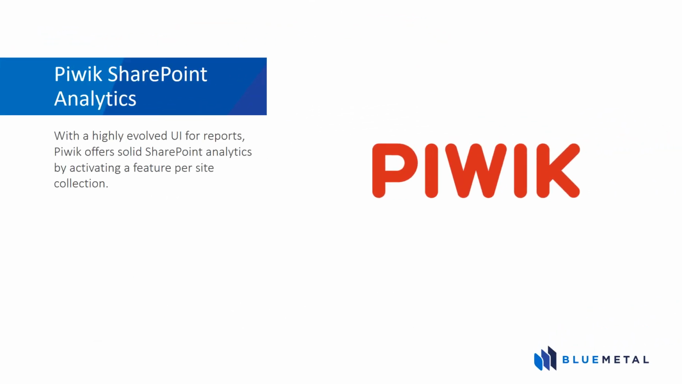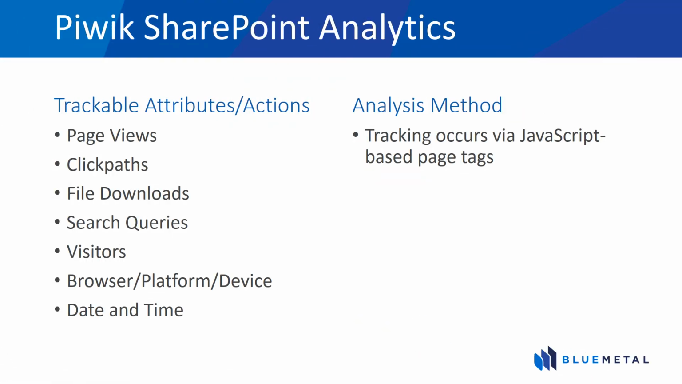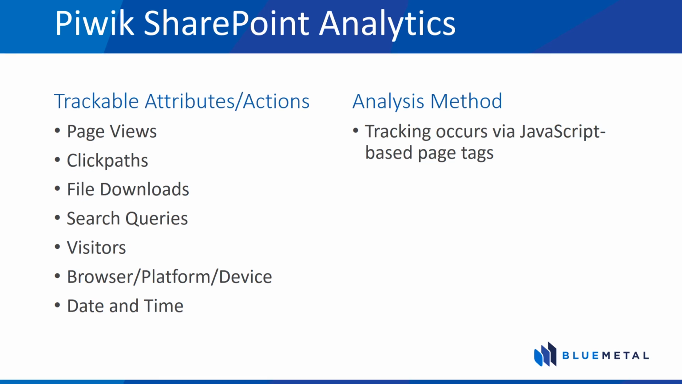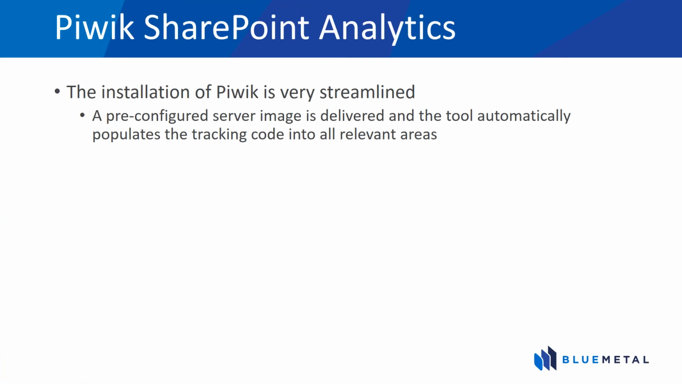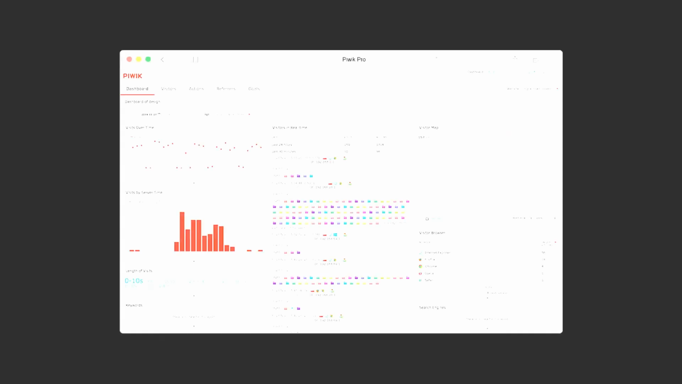So the next one we look at is PWIC SharePoint Analytics. This has highly evolved UI for reports, and it's used by activating a feature per site collection. So we do use those JavaScript-based page tags, which lead to a lot of trackable attributes and actions on the left there. The installation of PWIC is very streamlined. They give you actually a pre-configured server image that's delivered to you, and the tool automatically populates the tracking code into all relevant areas. So that's very helpful, very easy to deploy.